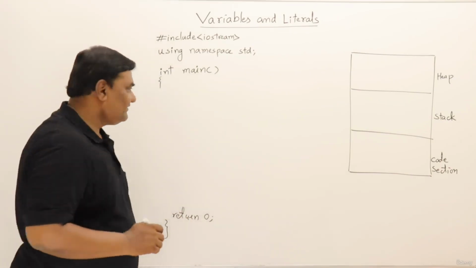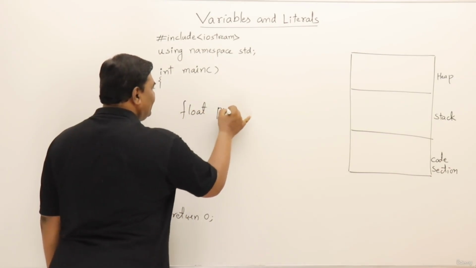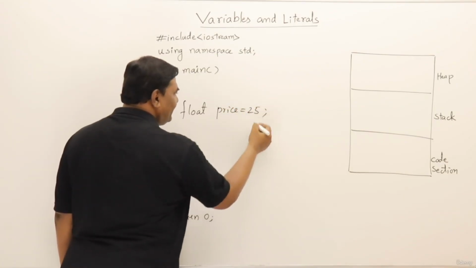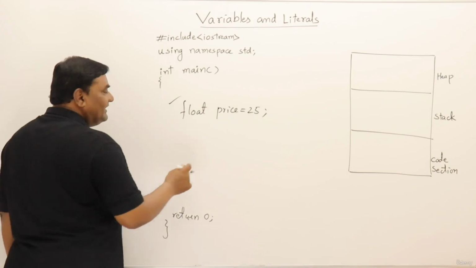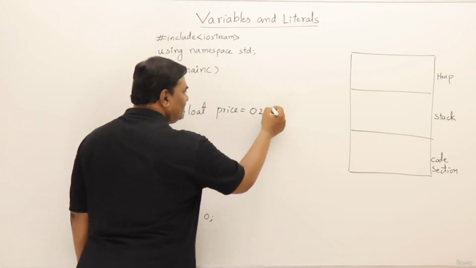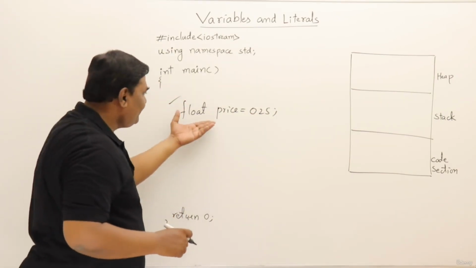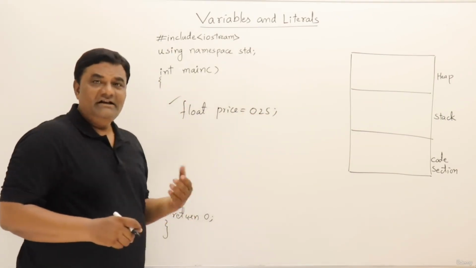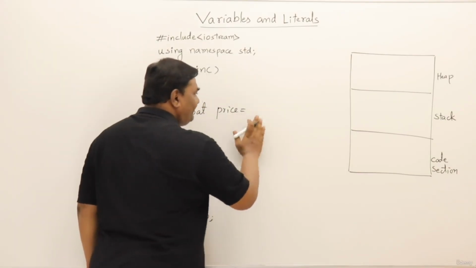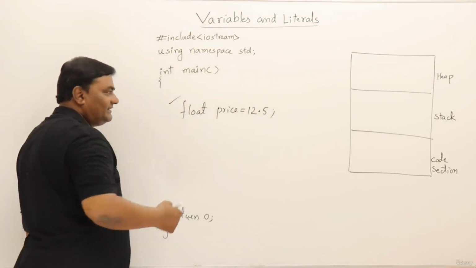Now next is float literal. If I am declaring a float variable price, then can I assign an integer value? Yes, allowed. Can I assign an octal number? Yes, this is also an integer literal. So to a float variable, I can assign an integer literal. Integer is smaller than float, so it is allowed. But if I want to write a float value like 12.5, yes, I can assign it like this.